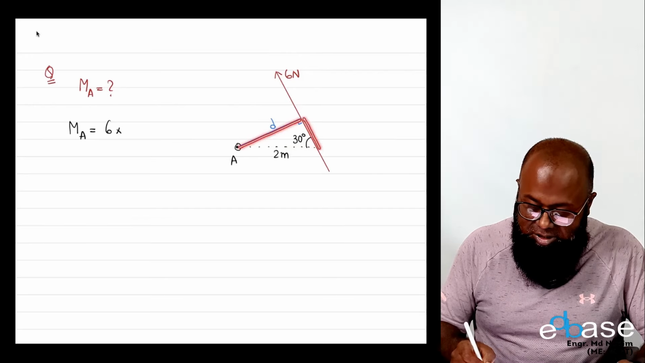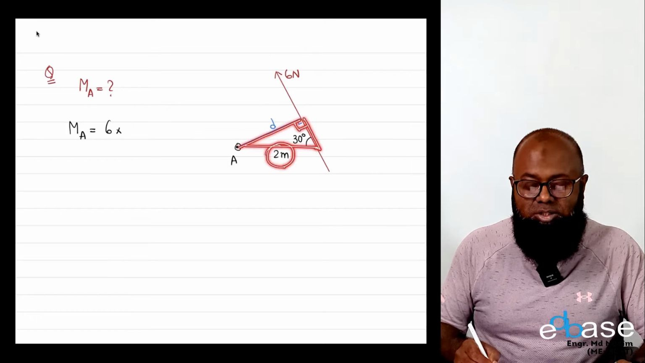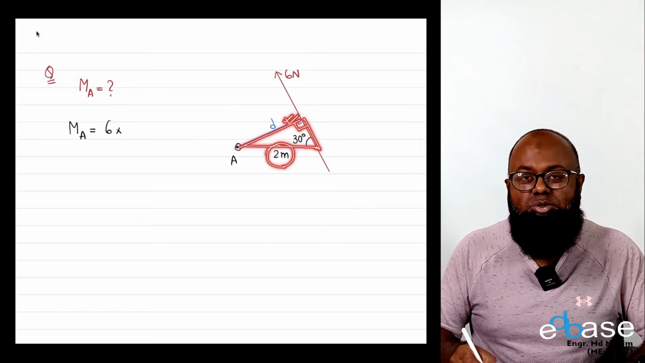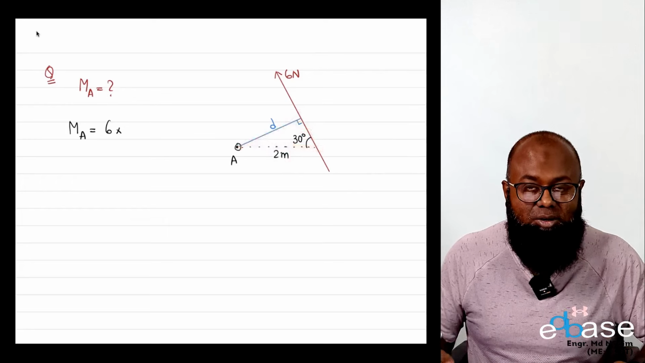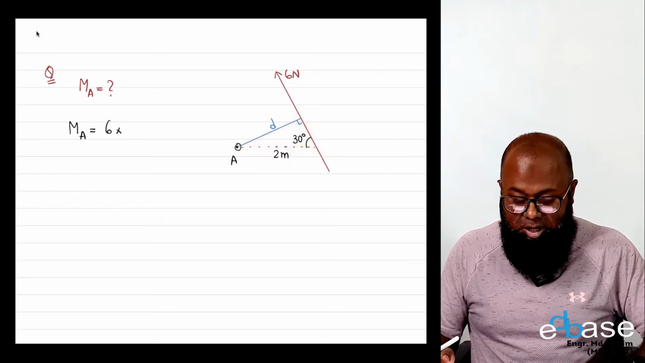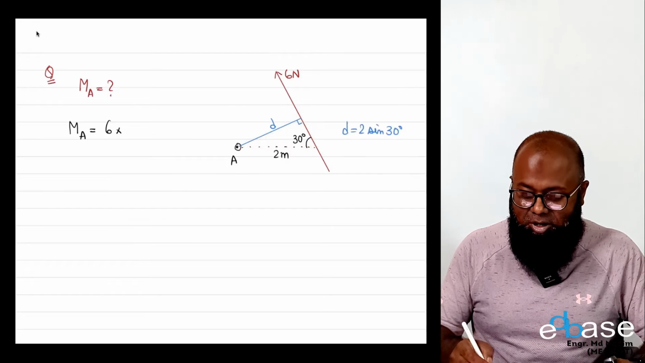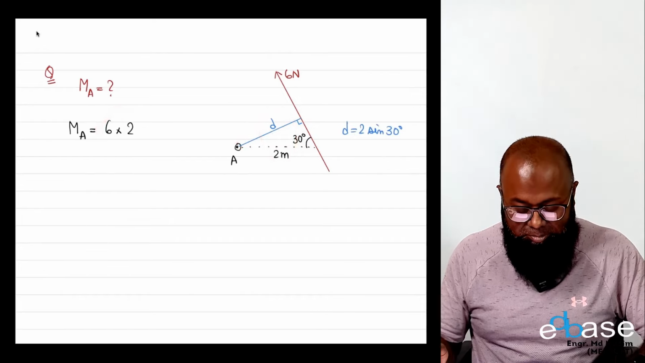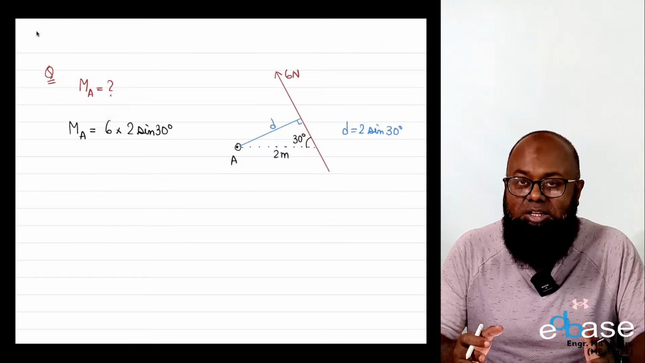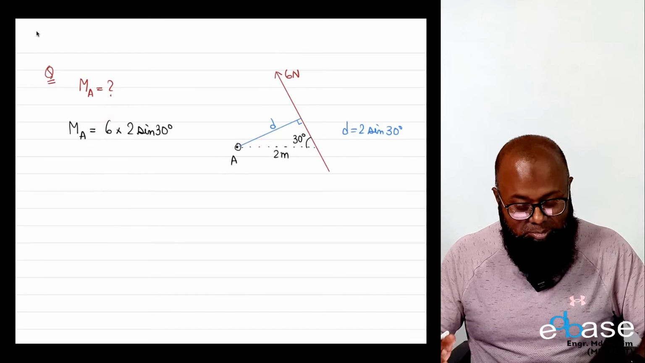This is a right angle triangle. This is the right angle. This is the hypotenuse. So D would be what? 2 sine 30, as this is the opposite. We learned these things in our mechanics. Now, D is equal to 2 sine 30. So I have got the D here. So 6 into 2 sine 30. So this is the value that we will get by using the calculator. So that is the moment actually.